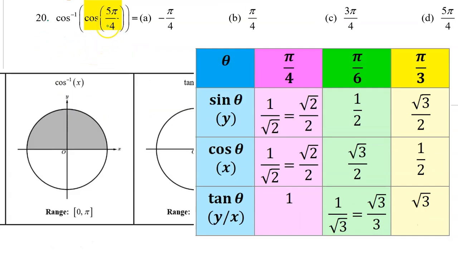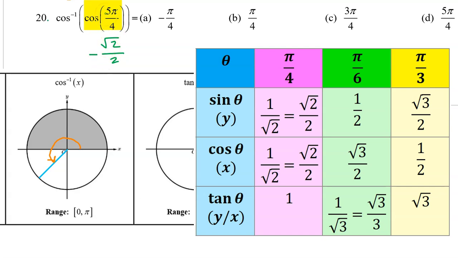Let's work from the inside out, starting with the cosine of 5 pi over 4. The reference angle is pi over 4. Since the cosine of pi over 4 is radical 2 over 2, the cosine of 5 pi over 4 will either be positive radical 2 over 2 or negative radical 2 over 2, depending on the quadrant. 5 pi over 4 lands in the third quadrant where cosine is negative. So the cosine of 5 pi over 4 is negative radical 2 over 2.